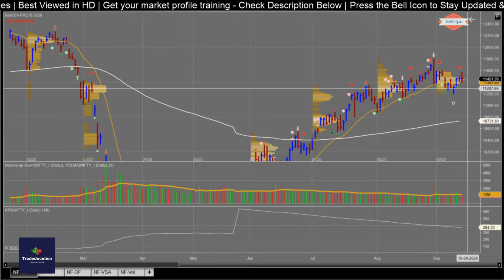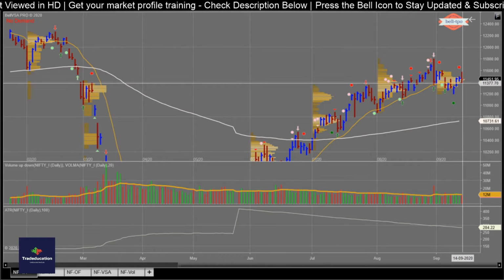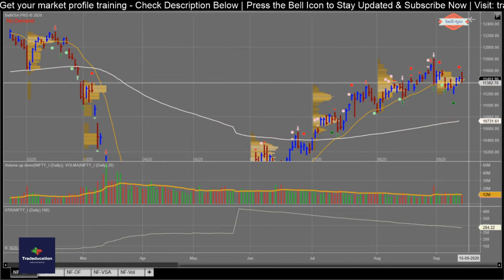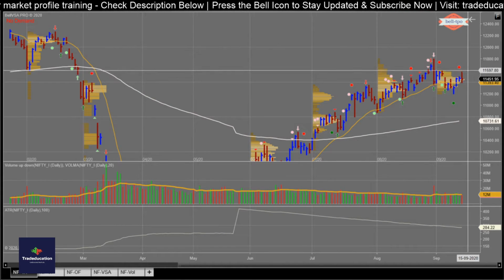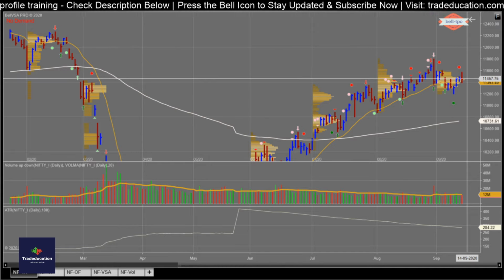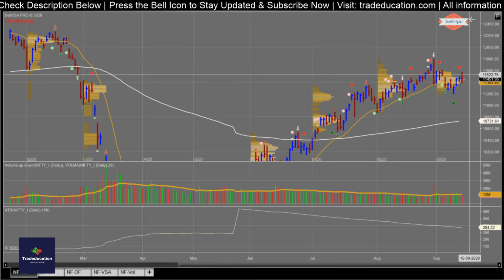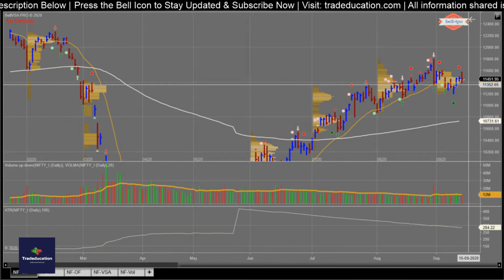One more thing to note: yesterday the auction actually stopped around the 20 EMA. So the 20 EMA is still acting as the level of support. Today we need to see whether the auction opens above the 20 EMA and goes higher, or whether this selling pressure which came in continues to the downside.